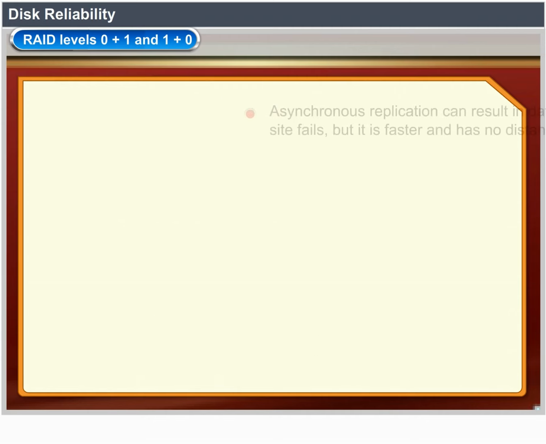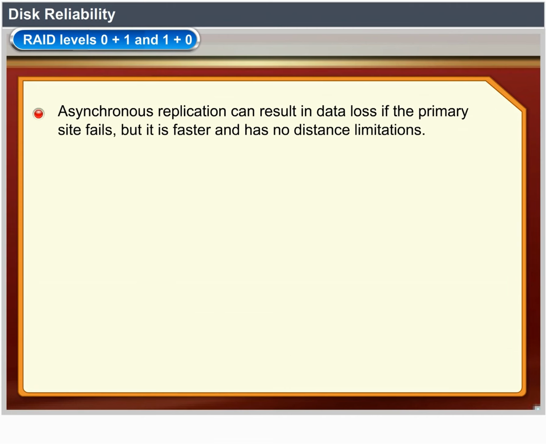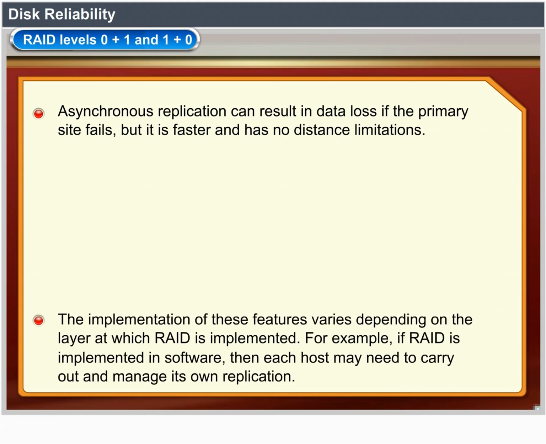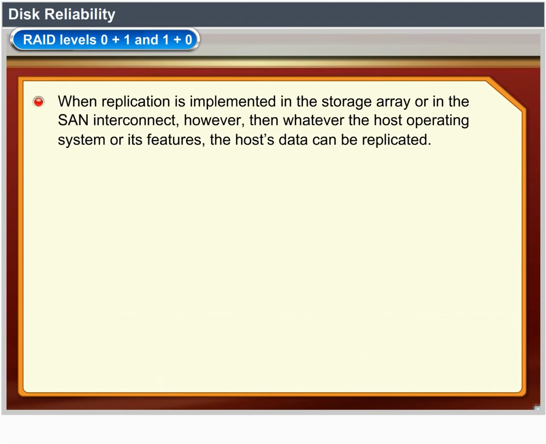Asynchronous replication can result in data loss if the primary site fails, but it is faster and has no distance limitations. The implementation of these features differs depending on the layer at which RAID is implemented. For example, if RAID is implemented in software, then each host may need to carry out and manage its own replication. If replication is implemented in the storage array or in the SAN interconnect, however, then whatever the host operating system or its features, the host's data can be replicated.